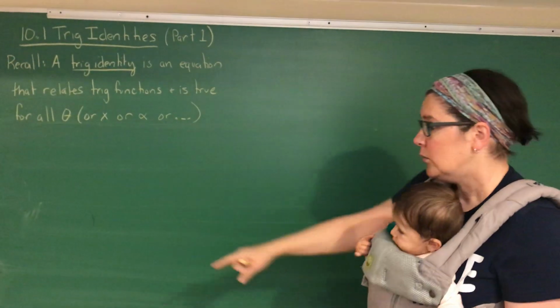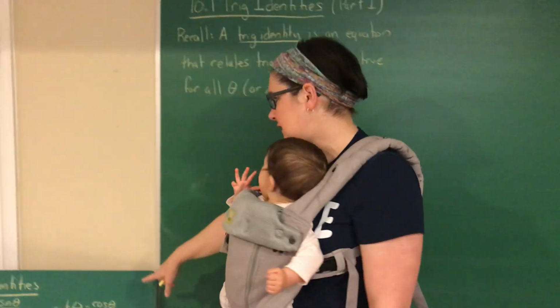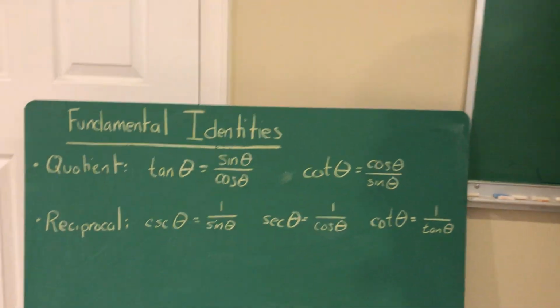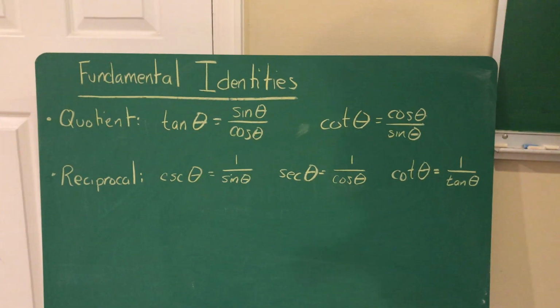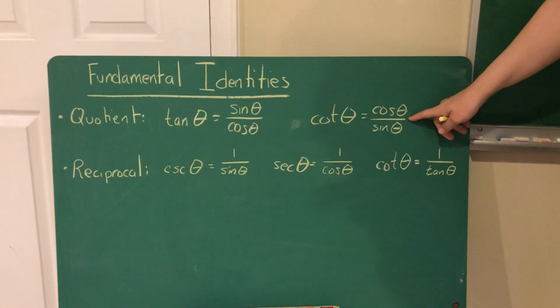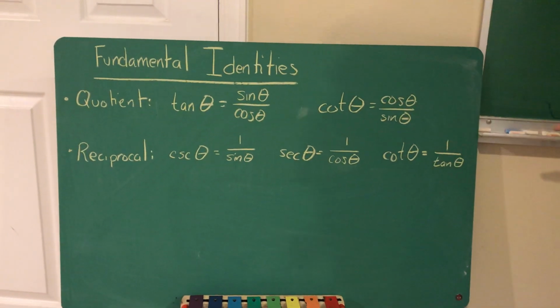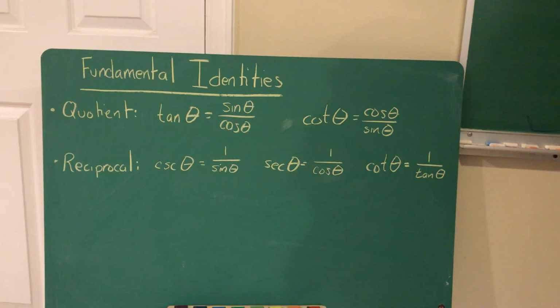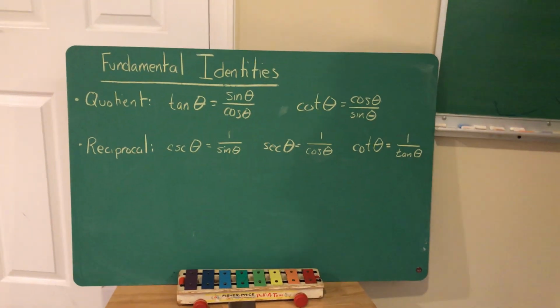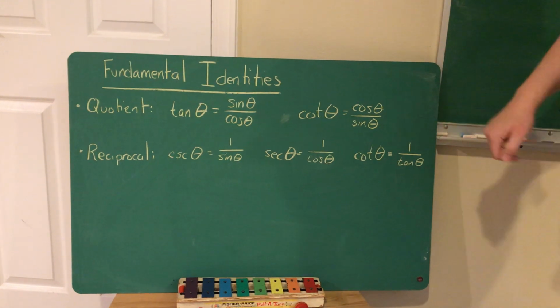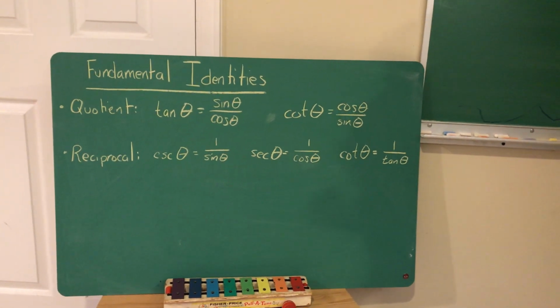Okay, and we talked about these fundamental identities over here. We have two that are called the quotient identities. Tangent of theta is sine of theta over cosine theta. Cotangent of theta is cosine of theta over sine theta. And then we have three reciprocal identities. Cosecant of theta is 1 over sine theta, secant of theta is 1 over cosine of theta, and cotangent of theta is 1 over tangent of theta.